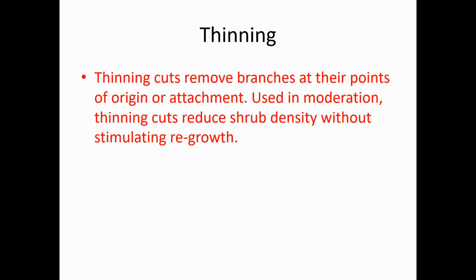Thinning branches is all about removing branches where they're attached. Sometimes you can do this if you've got a plant that has a lot of branches, and you can go in and thin a little bit of the branches out so that it has a little bit more airflow. It helps prevent disease, all of those things.